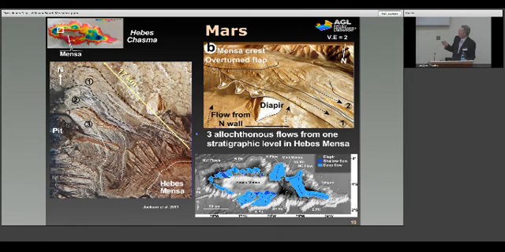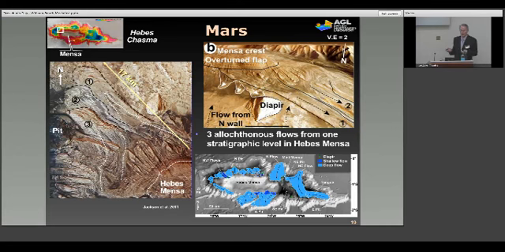So in the middle of the Hebes Chasma is a thing called Hebes Mensa, which is a flat-topped table mountain there. So that in itself is quite sizable. It's made up of stratified units. And right at the top of the unit is a very mobile stratigraphic layer that has shed a number of flows that have come down the side of it.